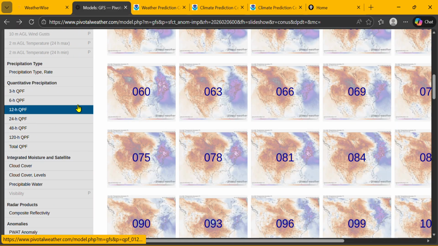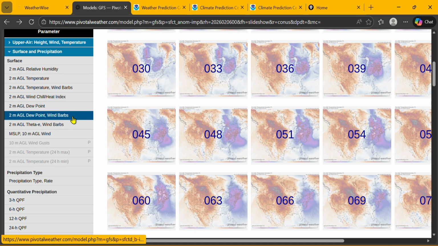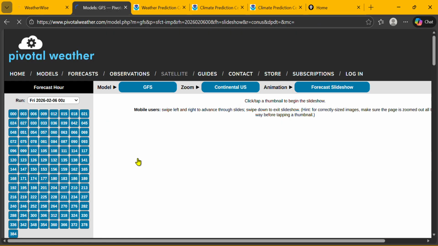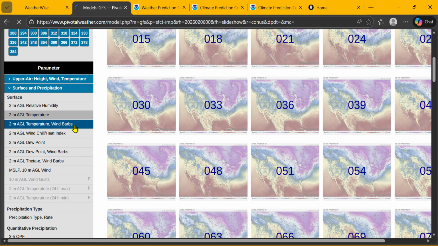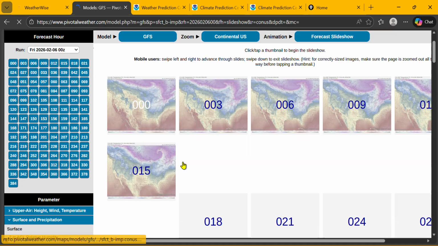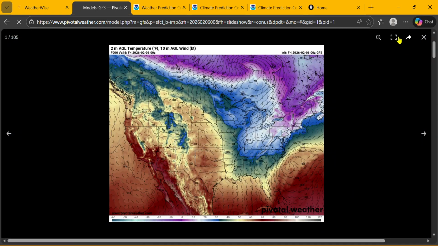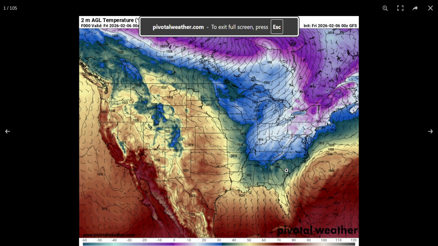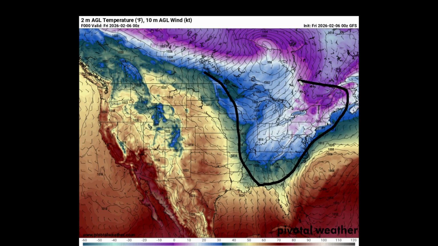Now we can look at the actual temperature, 2 meter above ground level temperature. Let's even factor in the wind barbs. That would be cool to do. So you can see here we have temperatures in the 30s and 20s and even into the teens out east right now. We really have a flow from like the northwest in the east, and then we really have a northerly flow out in the Gulf.